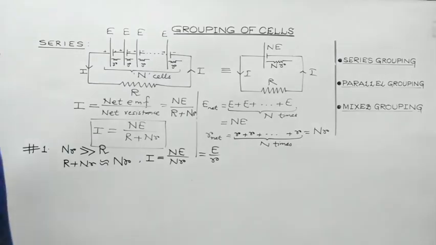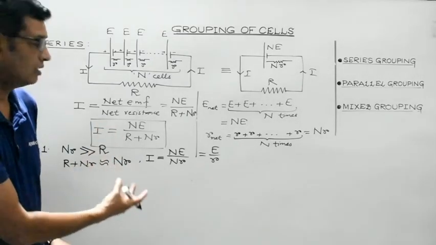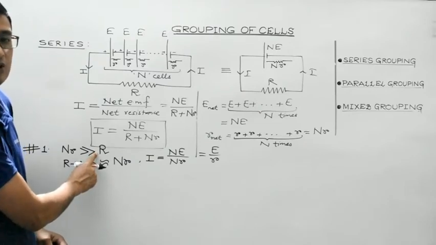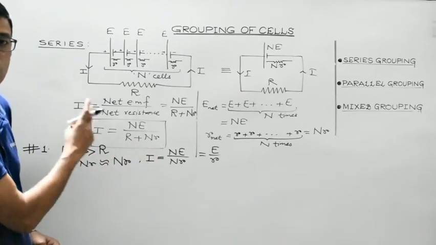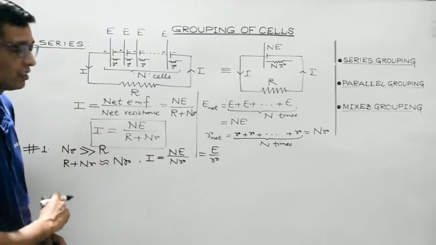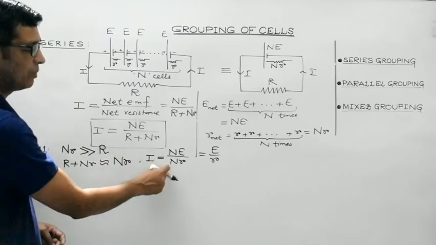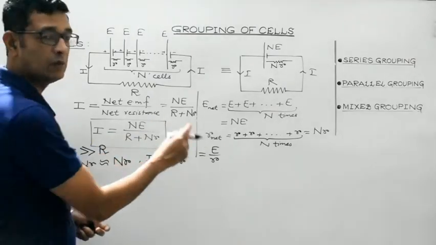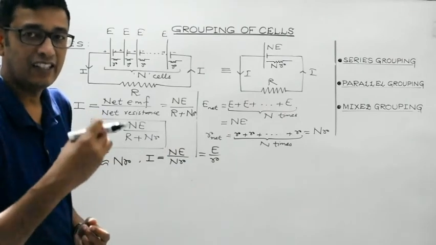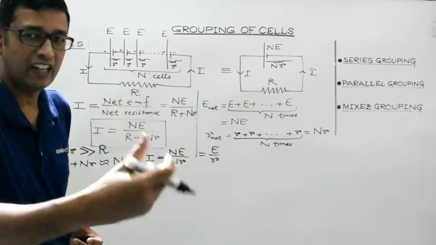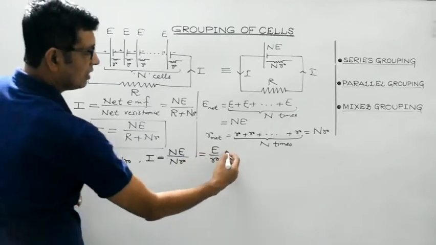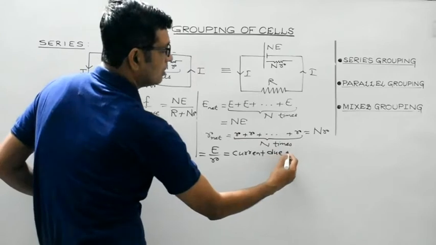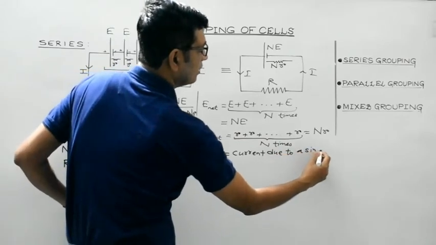Isn't it? So this is the case where we have considered the external resistance to be negligible. So R can be neglected in comparison to n into small r, which is the net internal resistance. So the current in this case would be nE by nr. The n gets cancelled, and we will be left with E by r. Now look, students, E is the EMF of a single cell, r is the internal resistance, and the external resistance is negligible. So E by r would be the current due to a single cell.